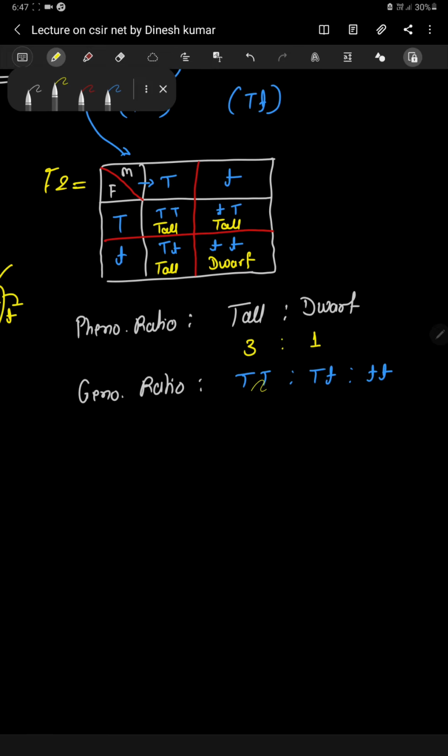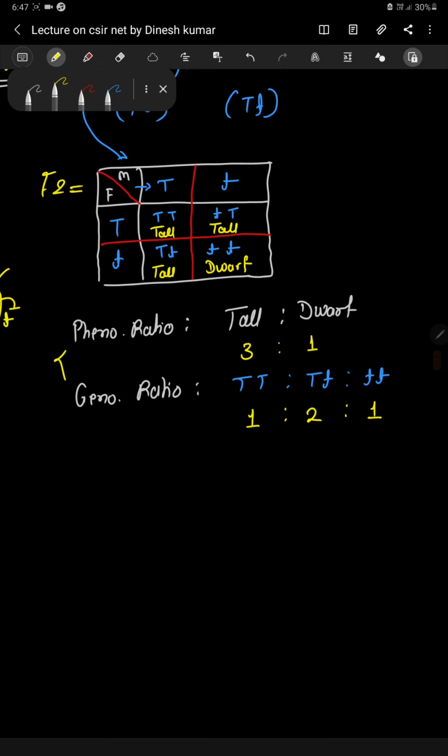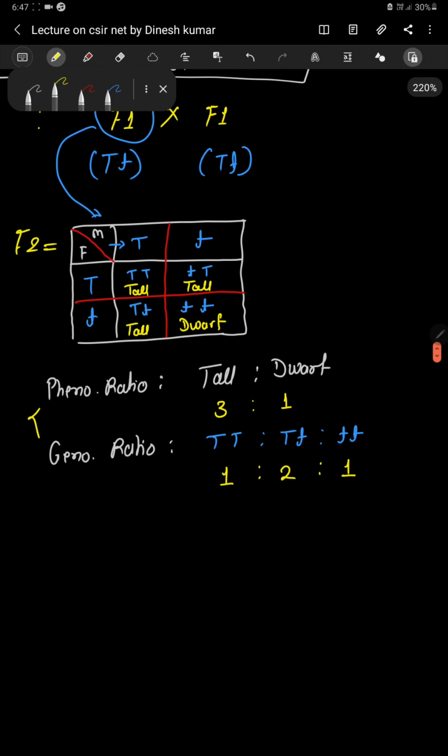Now what will be our genotypic ratio here? How many seeds will develop as a pure tall plant? Just 1. With respect to genotype, we have 1 pure tall plant and 2 hybrid tall plants, and 1 pure dwarf plant. Now this is our monohybrid cross genotypic and phenotypic ratio. So this is all about the monohybrid cross.